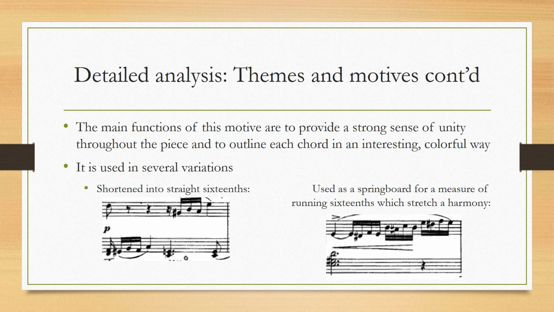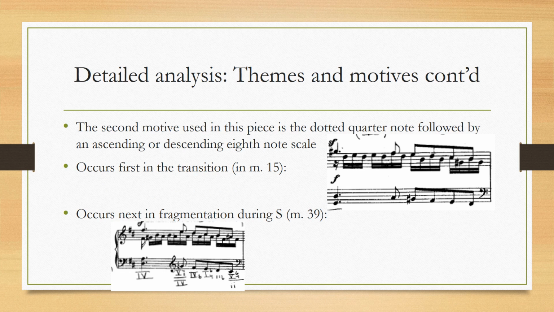The main functions of this main motive are to provide a sense of unity throughout the piece and to outline each chord in a harmonically interesting way, so that double neighbor tone makes it such that the harmony is not straightforward. It's also used in variation. It can be shortened into straight 16th notes and also used as a springboard for running 16th notes that stretch a harmony, such as the one we've examined in the primary theme.